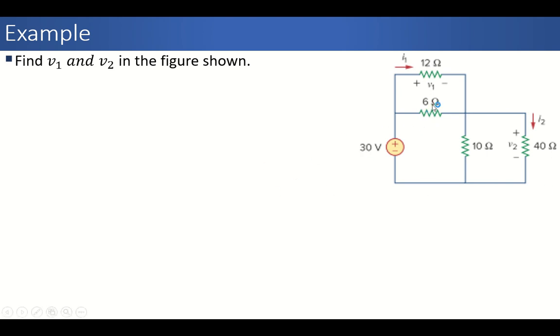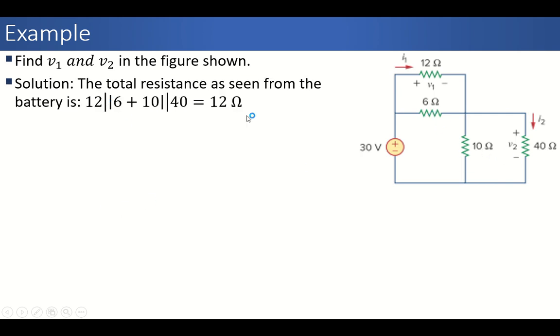We can easily simplify the parallel combination of these two resistances and the parallel combination of those two resistances. So the total resistance as seen from the battery will be equal to 12 parallel with 6, plus 10 in parallel with 40, because when we replace these resistances with a single resistance, it will be in series with the combination of the other two resistances.